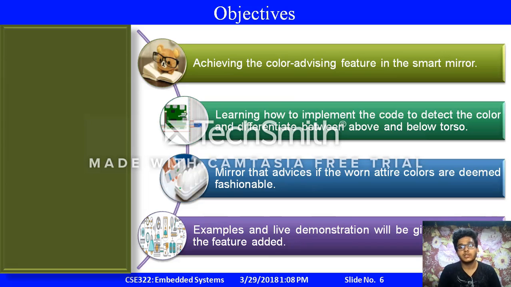What is the color advising feature? Like the same thing: if it is black and red, how are you going to say that this is better? Every person has different tastes, but still, if you see red and green, it's a really odd combination. How do we tell that a color combination will be better? This is what our code is going to tell. The mirror advises on the worn attire and whether it can be deemed fashionable. All the fashionable items present can be told. Live demonstrations will be given to validate the feature added. All the live demonstration will be given in this video, and we will be telling you about the feature that we are going to add.